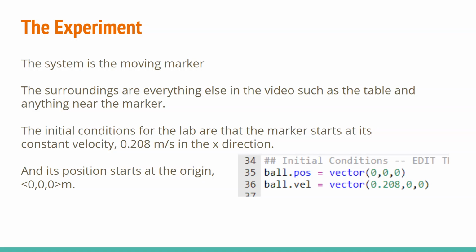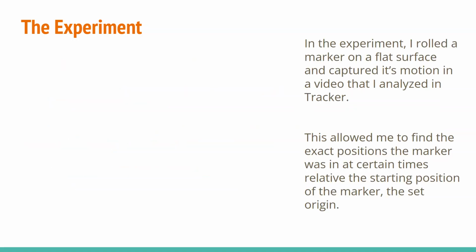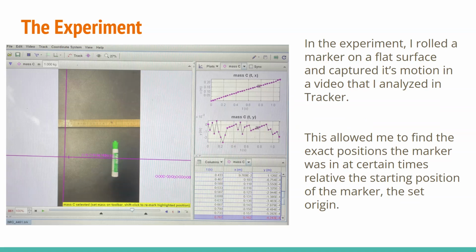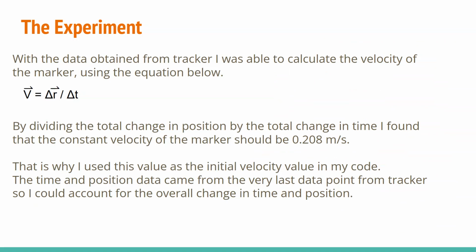The initial conditions for the lab are that the marker starts at its constant velocity, 0.208 meters per second in the x direction, and its position starts at the origin, the zero vector. In the experiment, I rolled a marker on a flat surface and captured its motion in a video that I analyzed in Tracker. This allowed me to find the exact positions the marker was at certain times relative to the starting position of the marker, the set origin.